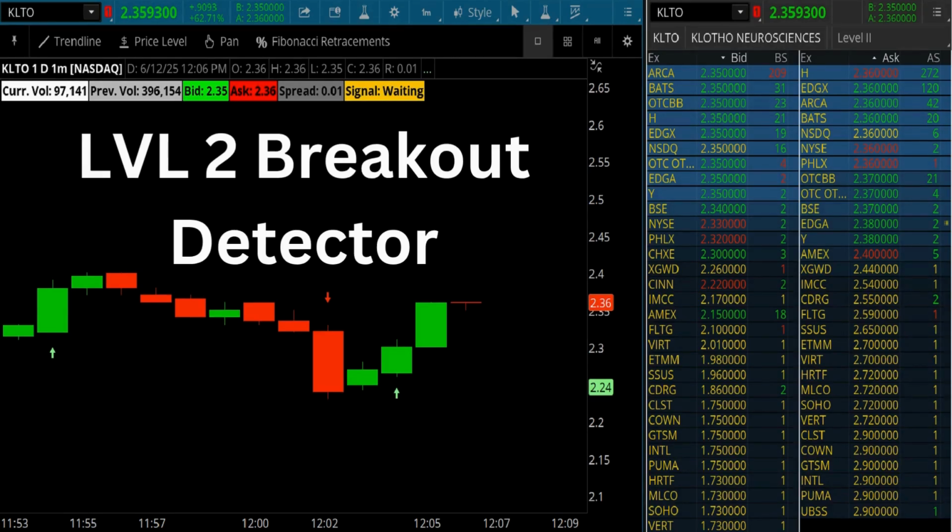Even if a trader doesn't look, the tool still marks potential breakouts as they happen, but its real value lies in teaching traders how to connect order flow with price action, making Level 1 data a bridge to Level 2 mastery.